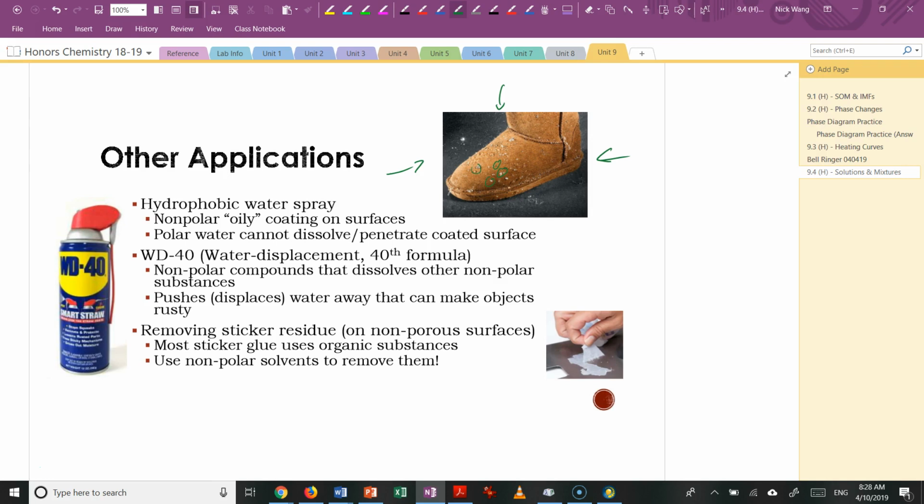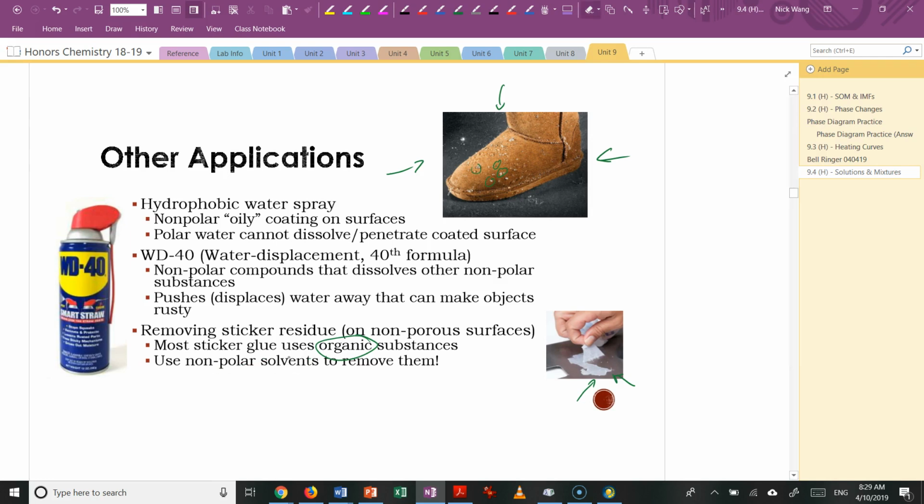And of course, removing sticker residue. Sometimes you experience this when you remove a label or UPC code or something like that from a surface, and then there's a bunch of crud that gets left over. A lot of times that is glued on there with some sort of organic substance. And when I say organic, we're talking about carbon and hydrogen substances, lots of carbons and hydrogens. If I know something has lots of carbons and hydrogens, typically it's going to be non-polar. And therefore, we can use something that is non-polar to help wipe that off. That might mean perhaps some cooking oil.